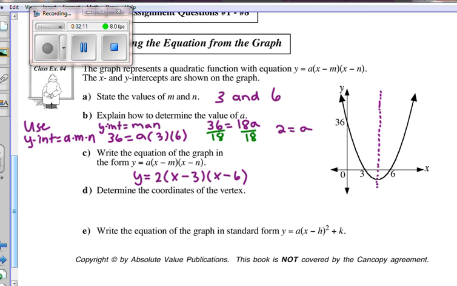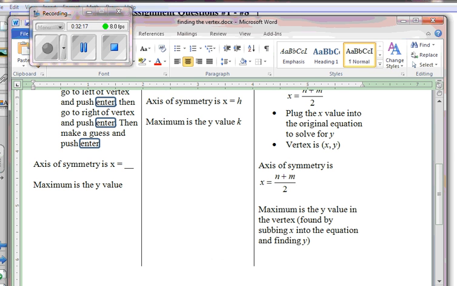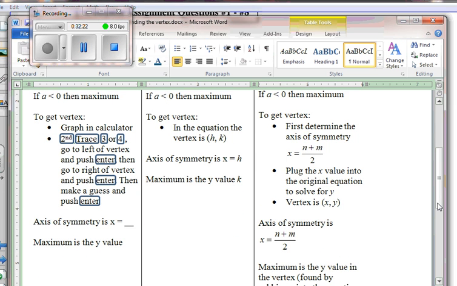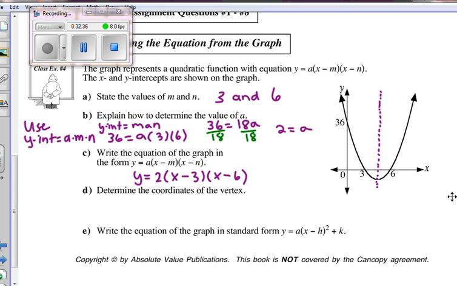Now, I want you to look at your yellow sheet. To get the vertex, in factored form, first determine the axis of symmetry. Find the axis of symmetry because then we know the x value of our vertex, and then we can plug it into the original to get the y value. So how do we get the axis of symmetry? 3 plus 6 divided by 2, which is 9 divided by 2, which is 4.5. So the x value is 4.5.